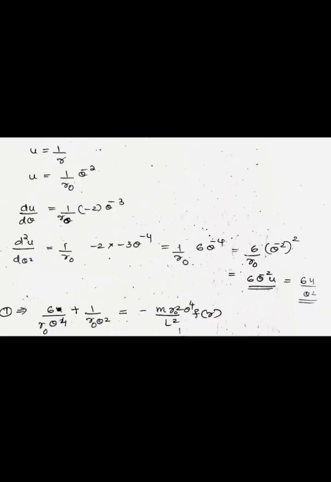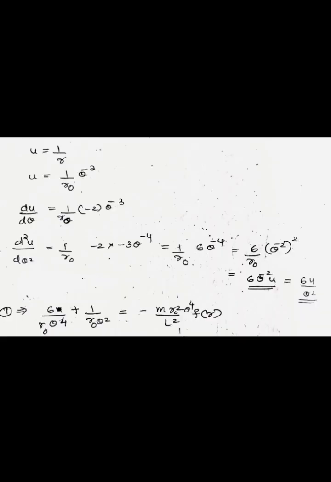The values of a and b respectively are dash. So here it is given r is equal to r0 theta square and v is equal to c1 r raised to minus a plus c2 r raised to minus b. So the differential equation of the orbit is d square u by d theta square plus u is equal to minus m by l square u square into f of 1 by u.